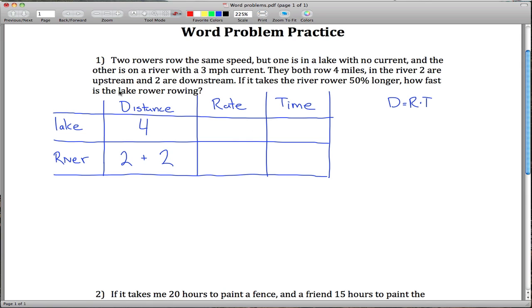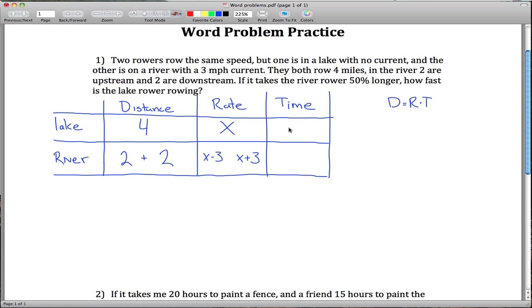We want to know how fast the lake rower is rowing. So maybe we should make our variable the speed of the lake rower. If x is the speed this guy rows, then when he is going upstream with the 3 mile per hour current, his speed would be x minus 3. And when you're going downstream, you're going x plus 3. You're going 3 miles per hour faster than how fast you normally row.